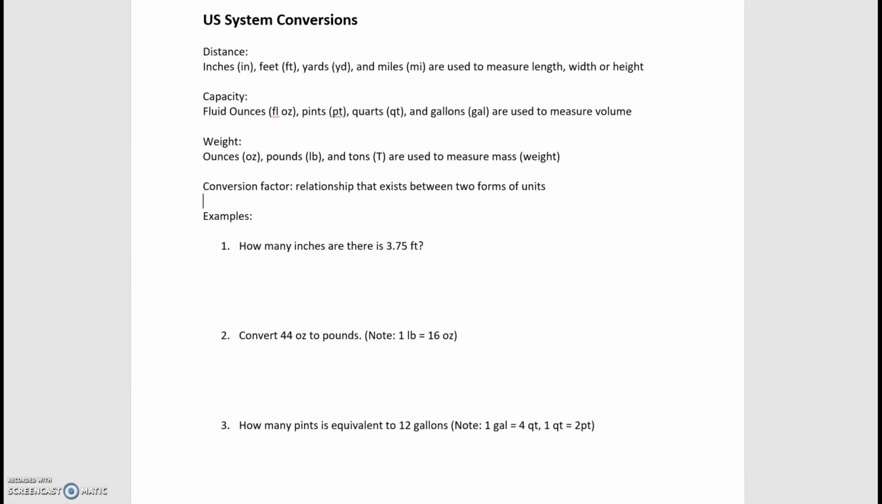U.S. system conversions. You may have also come across the name imperial or U.S. customary. These are all names that are equivalent to U.S. system conversions. And the basic units of measurements within this system are units such as inches, feet, and yards, or miles within a distance system, or fluid ounces, pints, quarts, gallons for capacity. And we'll also take a look at ounces, pounds, tons, and so on for units within the weights.